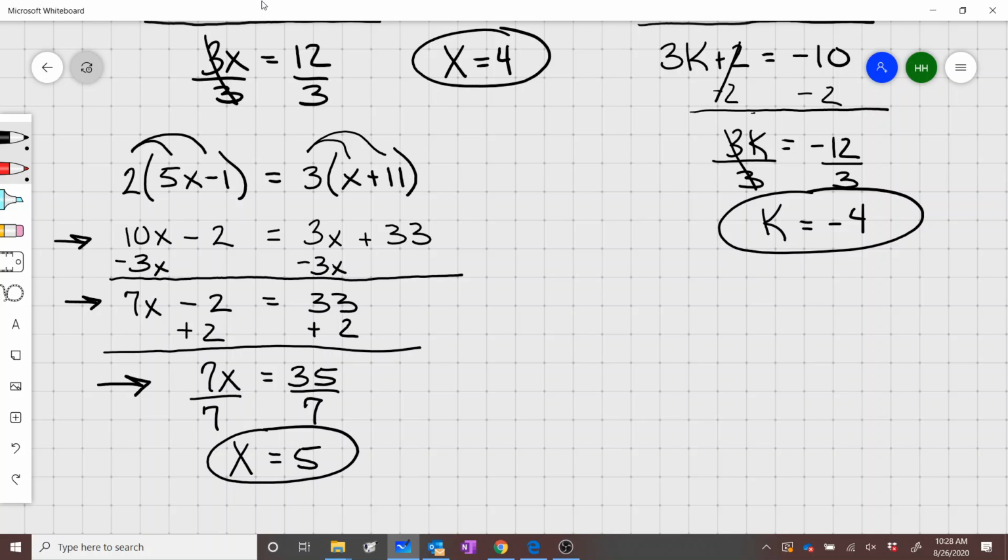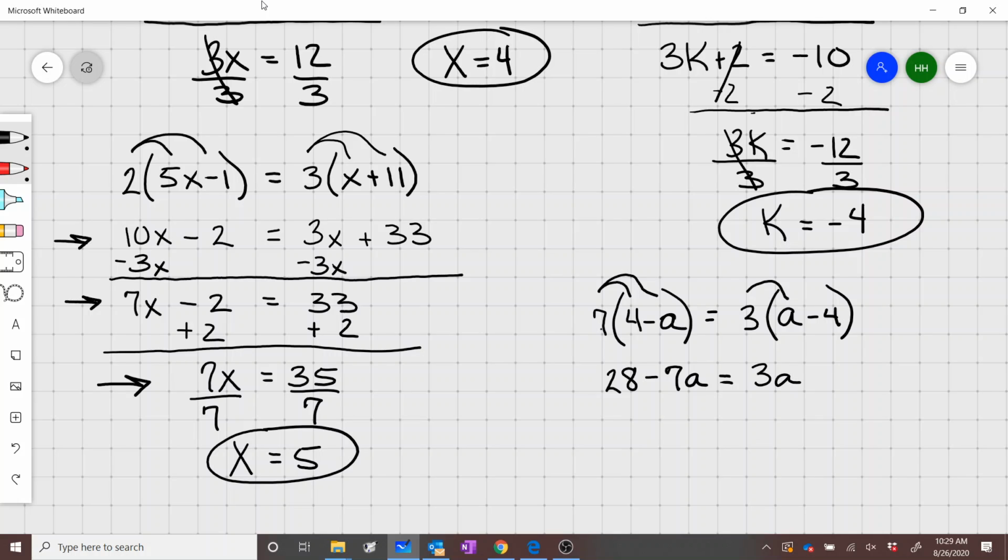Let's do one more of those. Let's do 7 times the quantity 4 minus a, and that's equal to 3 times the quantity a minus 4. Again, that's called double distributive property. So we have 7 times 4, which is 28. And we have 7 times negative a, which is negative 7a. We have 3 times a, which is 3a. And 3 times negative 4, which is negative 12.